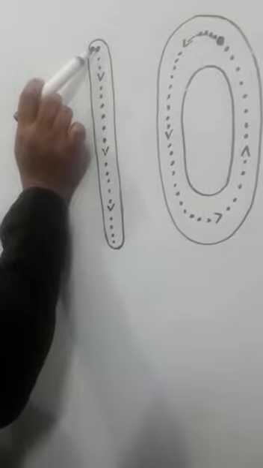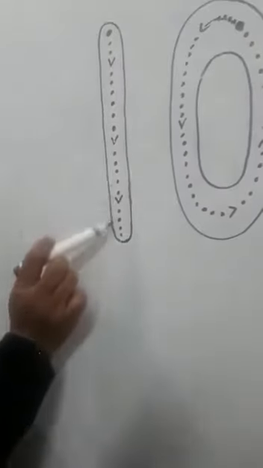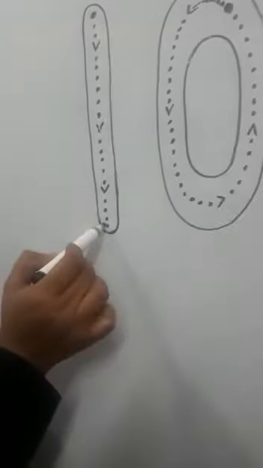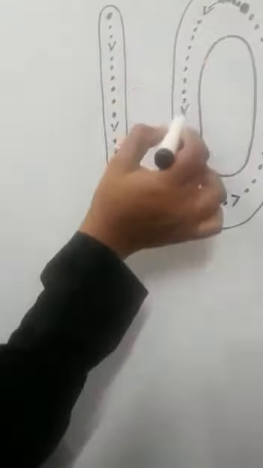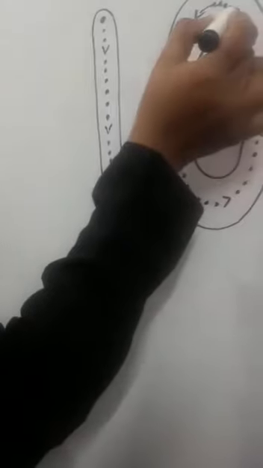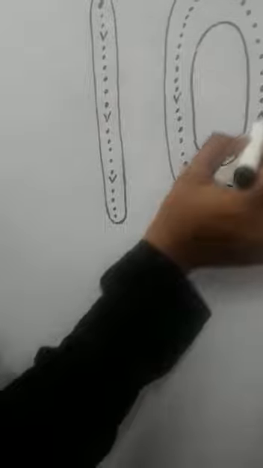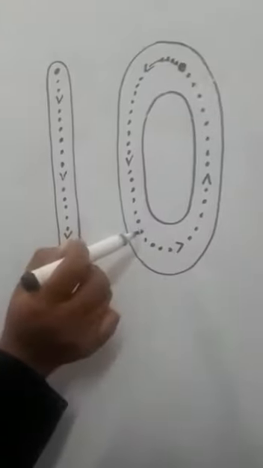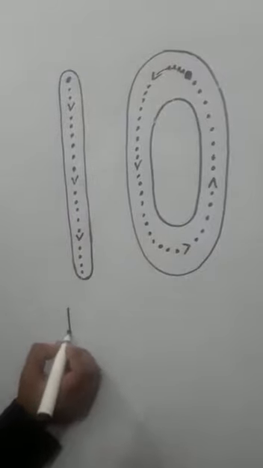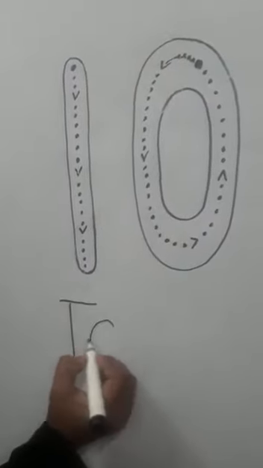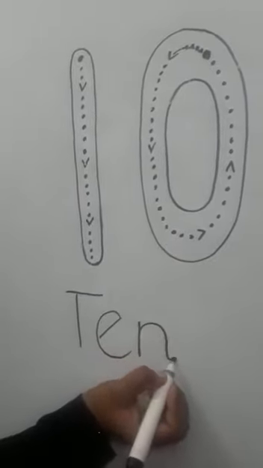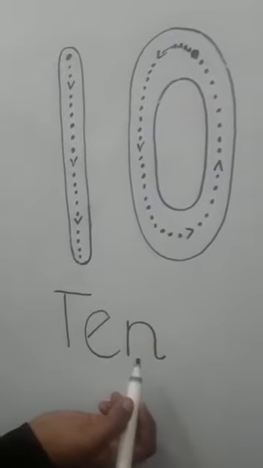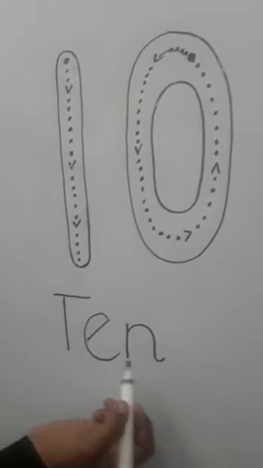Touch the starting point. Come down the line. 1. Touch the starting point. Turn to left, long and round. 1, 0, 10. Learn the spelling. T A N, 10.